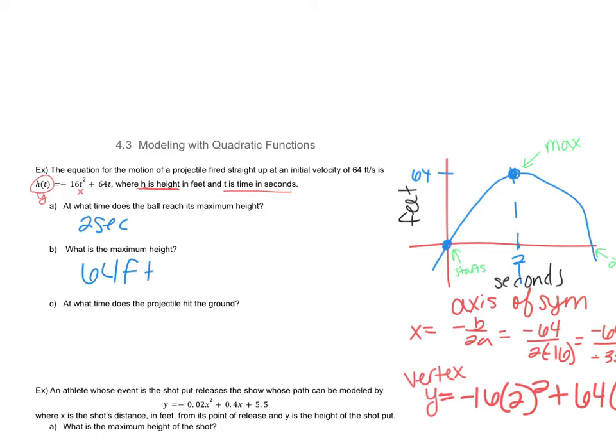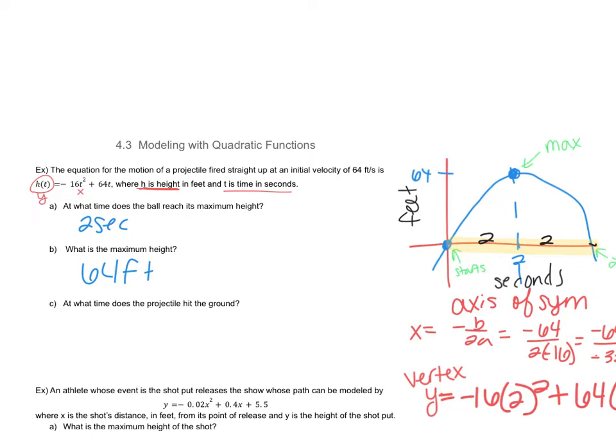And so on this one, it's a little bit different. At what time does the projectile hit the ground? The next one we do is different than this one, but this one's easier because it starts at 0, 0, and since these are symmetrical, if it's 2 away here, it's going to be 2 away here.